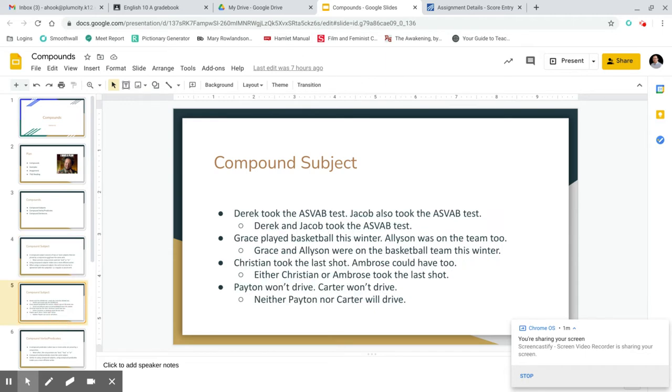All right, so my examples for compound subjects. Each example is two sentences that I combine to make the compound subject, all right? So I used names from students in the class here. So the first example is Derek took the ASVAB test. Jacob also took the ASVAB test. So if I said Derek and Jacob took the ASVAB test, I've condensed it to one sentence. Same goes for the rest of them.